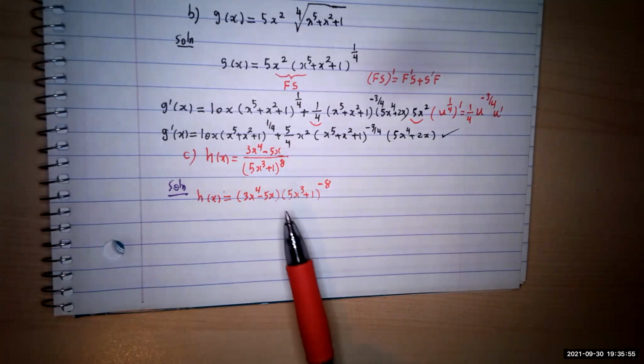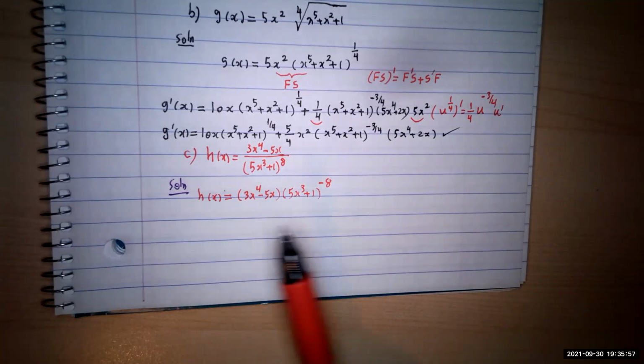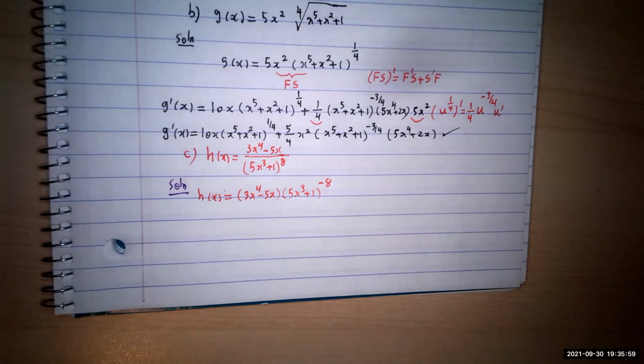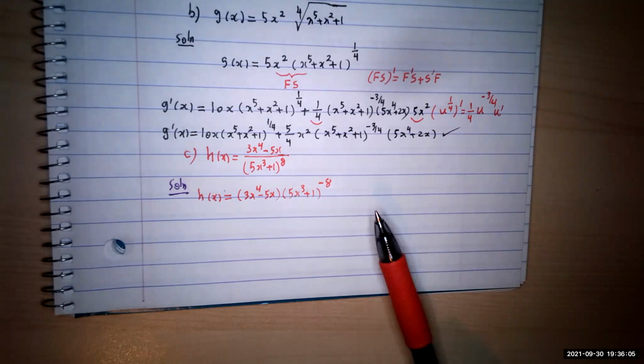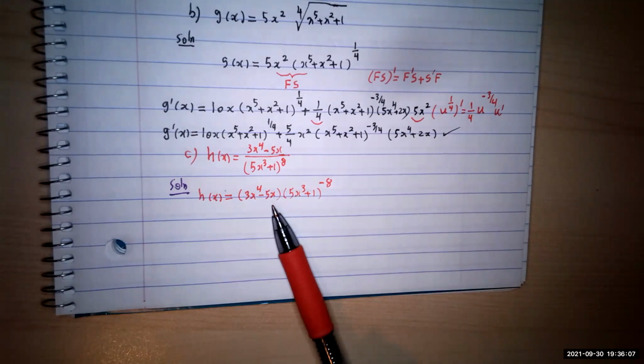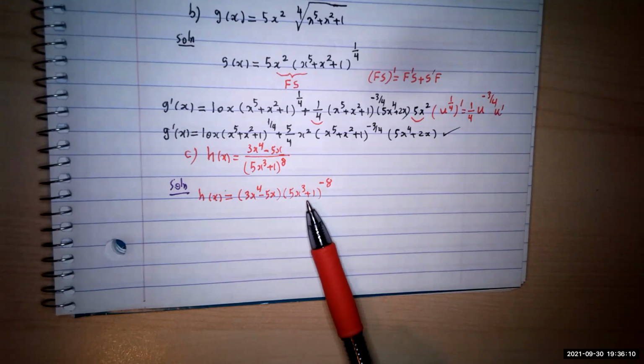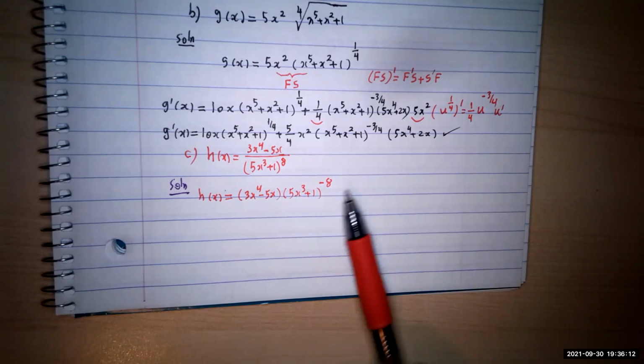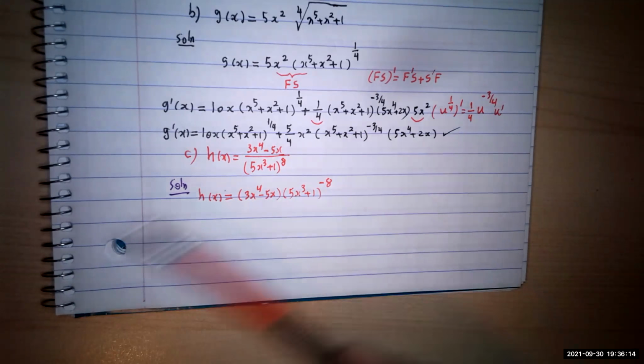Now it's going to be a product of two functions, and we already did this one. We can easily apply the product rule. Again, derivative of the first times second would be ordinary differentiation. But for the second times first, it's like u to the negative 8, so you have to apply the chain rule.